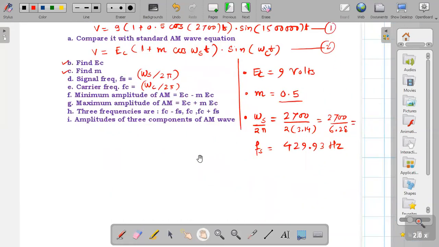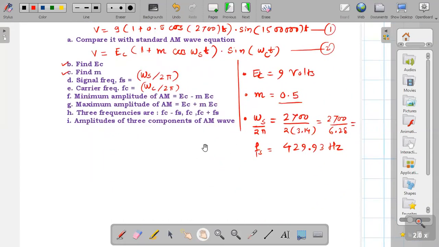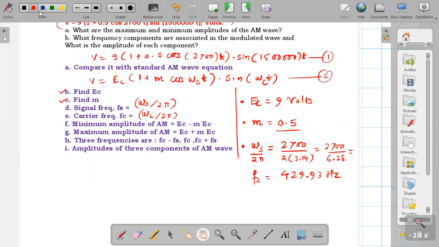Dear student, can you tell me what is the omega c? Anyone? I will use a different color. Can I write here omega c? fc is equal to, what is the formula? Omega c upon 2 pi, and omega c is equal to 15 lakh upon 2 pi.